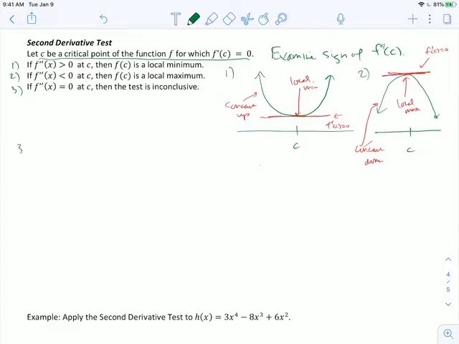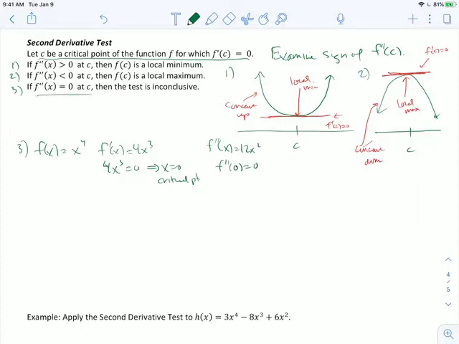Let me look at two examples. The first one is going to be f of x equals x to the fourth. F prime is 4x cubed, and hopefully we can see that if I set the derivative equal to 0, I get that x equals 0. This is my critical point. And f double prime of 0, let's do f double prime of x first, calculate the second derivative. That's 12x squared. F double prime of 0 is equal to 0. So I'm in this case right here where the second derivative is 0 at the critical point.